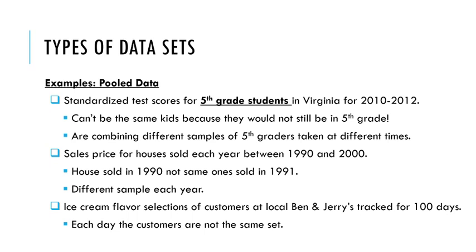So panel data versus pooled data, the key distinction is: is it the same set of observations, or rather of subjects, that we're tracking over time? If it's the same exact set of subjects, we're looking at panel data. If it is a different set for each period, it's pooled data.